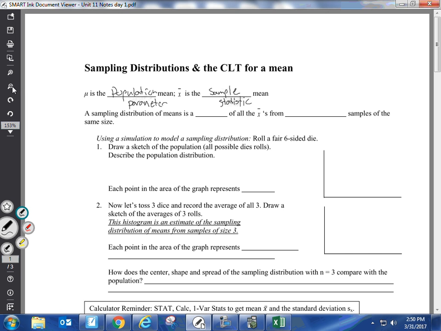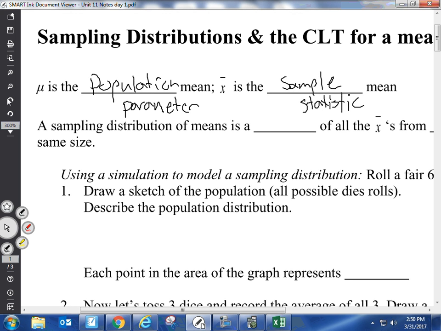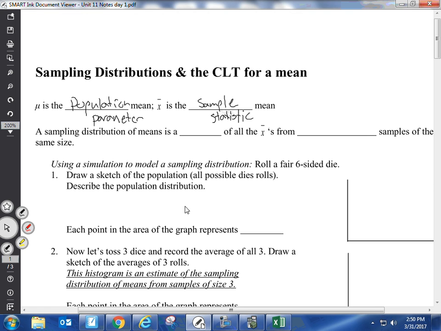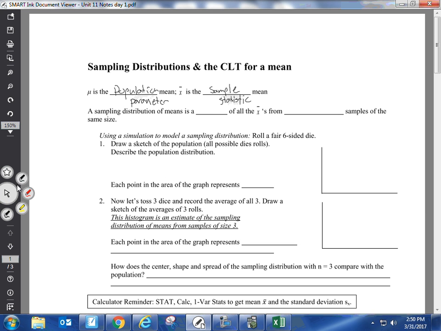I'll zoom in a little bit so that it's a little bit neater. Okay, a sampling distribution of means is a distribution of all of the X bars from samples of the same size. Doesn't matter what size it is, smaller or larger.